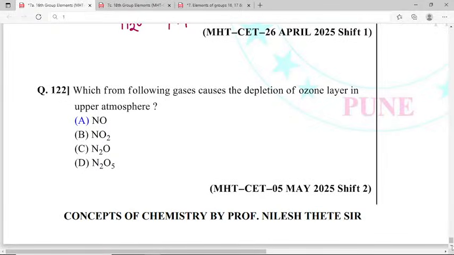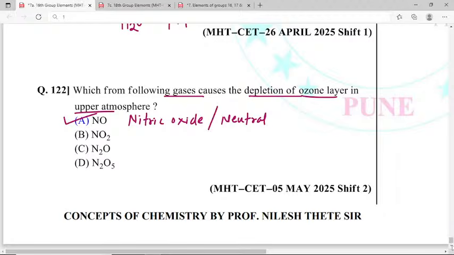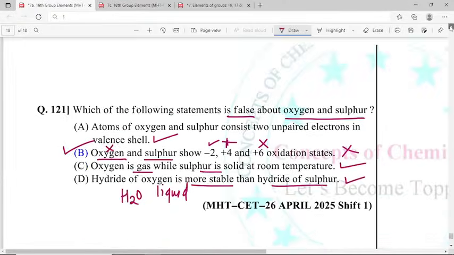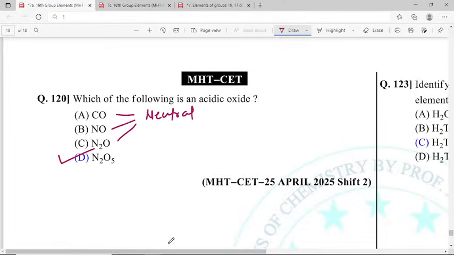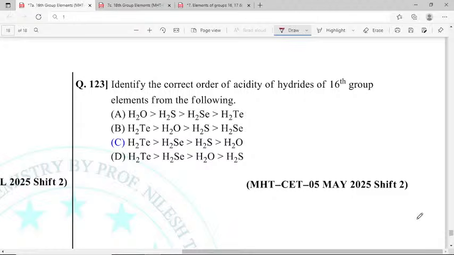Question number 121. Which of the following gases causes depletion of the ozone layer in the upper atmosphere? NO. NO depletes ozone, nitric oxide. This is called nitric oxide, and nitric oxide is a neutral oxide. So NO is the answer. Next question.